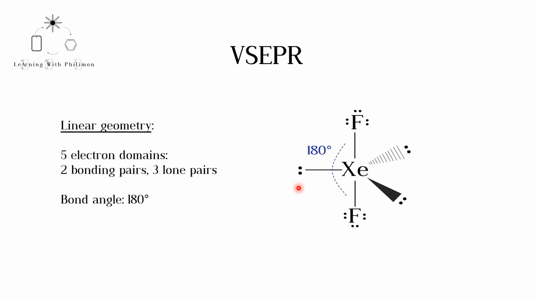There are 5 electron domains around xenon. As there are 2 bonding pairs and 3 lone pairs, the molecular geometry is linear. This is because the bond angle is 180 degrees, just like in a linear geometry with only 2 electron domains. The 3 lone pairs of electrons are in a plane perpendicular to the xenon-fluorine bonds.